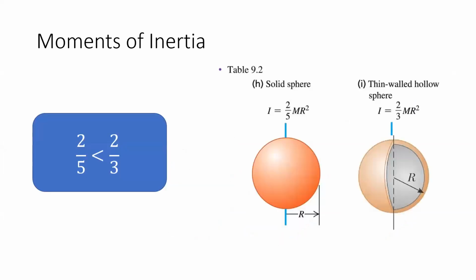Lastly, moments of inertia for spheres. Like the hollow cylinder, the thickness of the hollow sphere is very small in comparison to the radius of the sphere. Therefore, we can assume that every piece of the hollow sphere is a distance r from the axis of rotation. And again, the solid sphere has a smaller moment of inertia than the hollow sphere because a higher proportion of the mass is located closer to the axis of rotation.